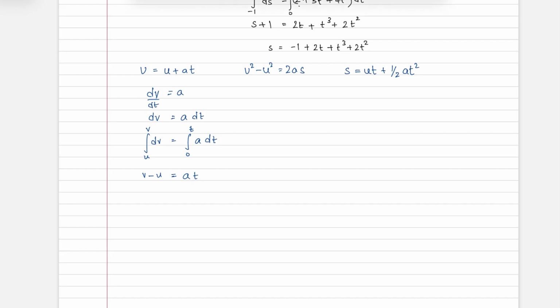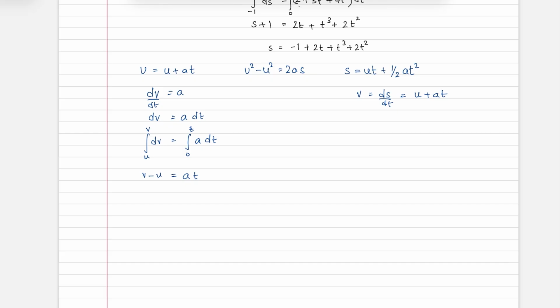If you were to now start with v is equal to u plus at, on the right I'm going to write now that v, which is essentially ds/dt, is equal to u plus at, then you will have ds, that is the displacement.